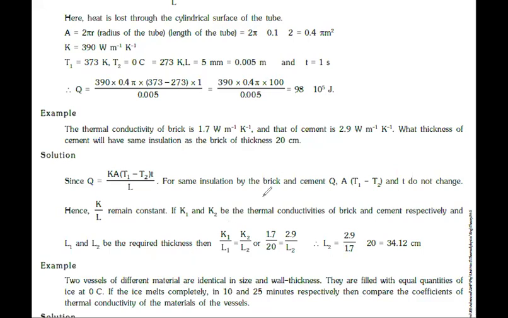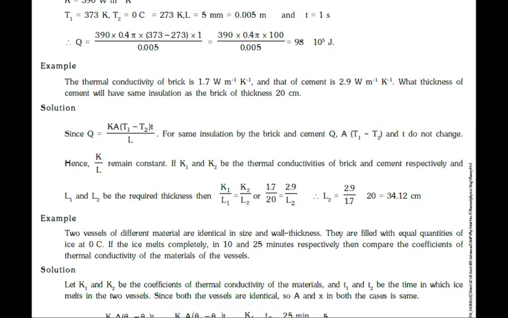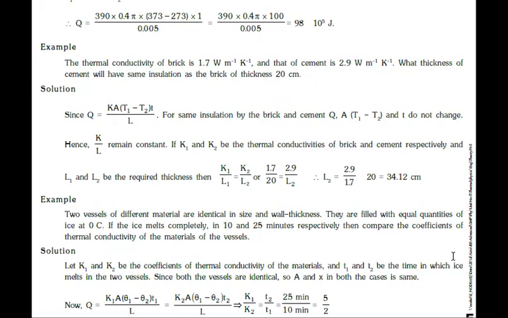So the ice melts completely in 10 and 25 minutes respectively. Then compare the coefficient of thermal conductivity of the material of the vessel. So you have to find the ratio of K. Suppose the coefficients are K1 and K2. Many of you are getting different answers. The correct answer is 5/2.